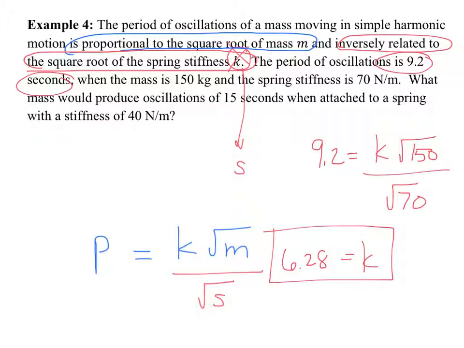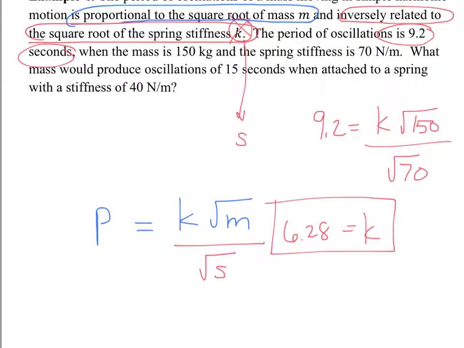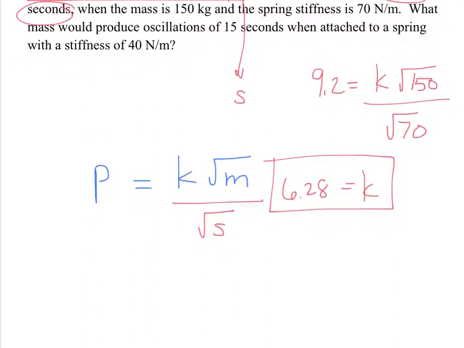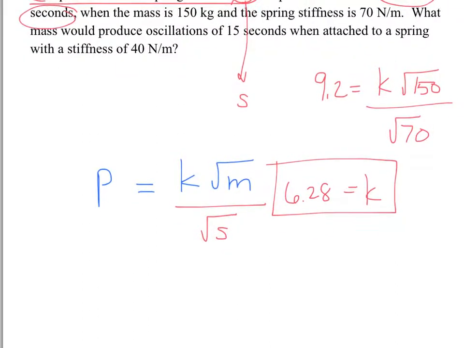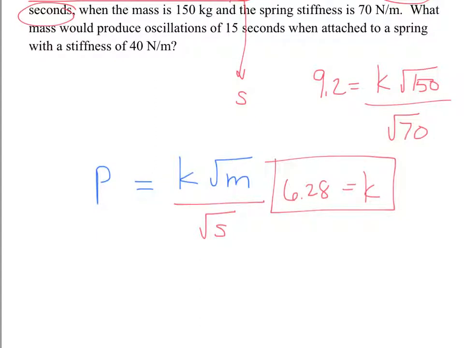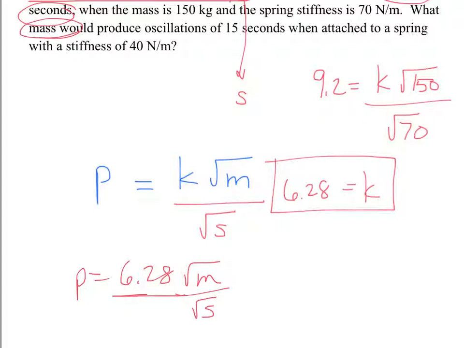All right. So let's take a look at this last part now. What mass would produce oscillations of 15 seconds when attached to a spring with a stiffness of 40 newtons per meter? So we have our equation. We're going to have P equals 6.28 radical M over radical S. We know that we're looking for the mass. What mass up here would produce oscillations of 15 seconds?